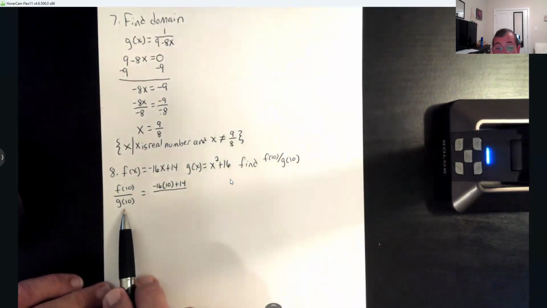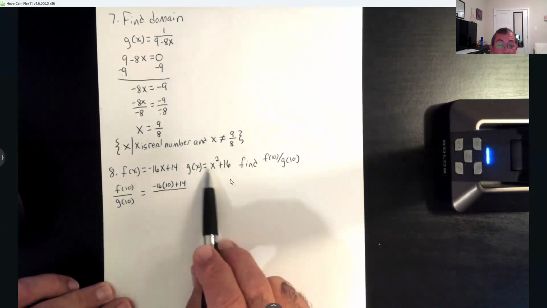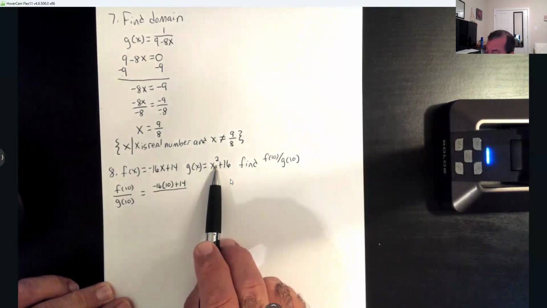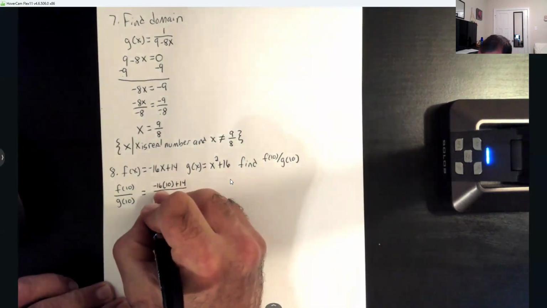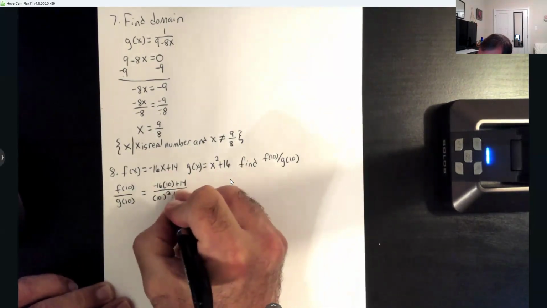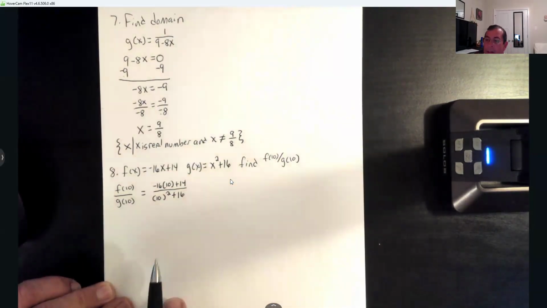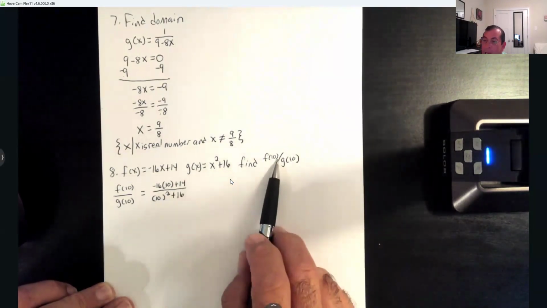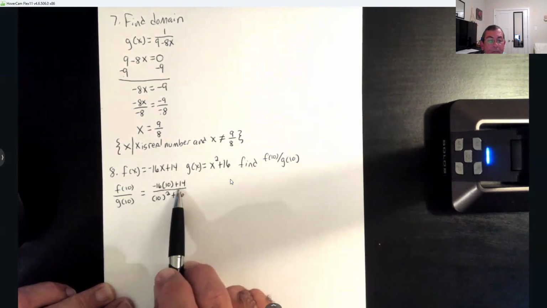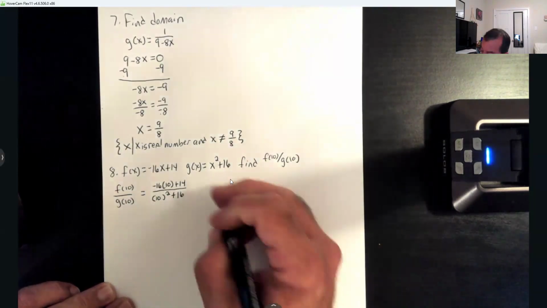And then we're dividing by g of 10. Well, here's my g function. So they want me to put a 10 in for that x. So that'll give me 10 squared plus 16. So y'all look what I got. F of 10 divided by g of 10 is my f function divided by my g function.